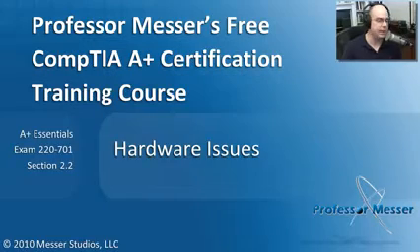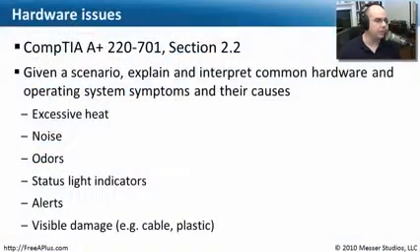I'm James Messer, and in this module, we're going to go through the requirements from the CompTIA exam 220-701. That's the Essentials exam, section 2.2, where we need to explain and interpret common hardware and operating symptoms and their causes. And in this module, we'll talk about excessive heat, noise, odors, status light indicators, alerts, and visible damage. These are the things you run into when you have hardware problems, and we'll go through each one of those in this module.